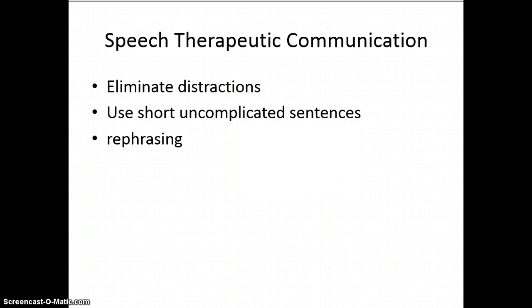With speech therapeutic communication, try to eliminate the distractions. Use short sentences that are not complicated, and then rephrase if we need to. Constant correction can be damaging to their self-esteem and can result in the punishing of the affected person's efforts. They just quit trying.